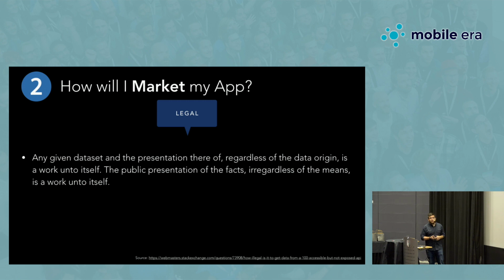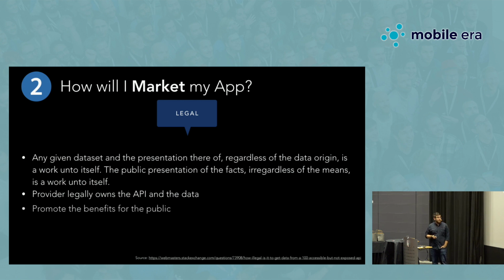And this is not different for myself, even though this is state and federal funded. The data set still belongs to ExpressTA. So the provider legally owns the API and the data. So I was wondering what happens if I do this and fail miserably. I don't want that, so before I even pushed anything to the App Store, I promoted the benefits for the public. So I went public, talked to people, I showed them my app, and we're going to talk about the promotion part in a second. Why did I do that?